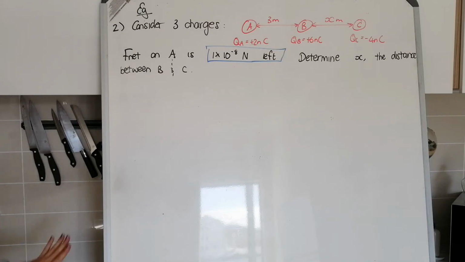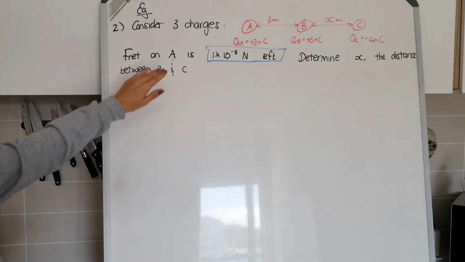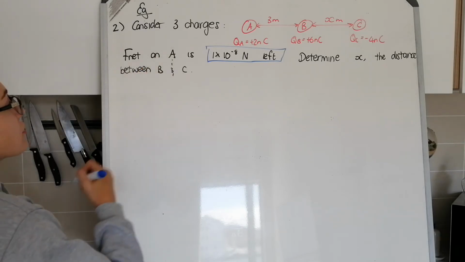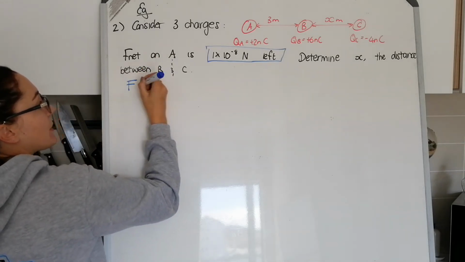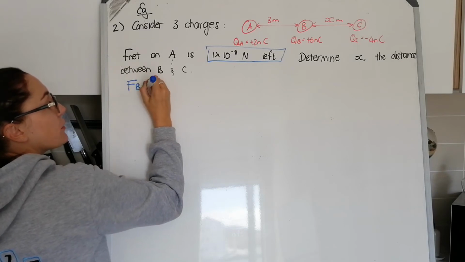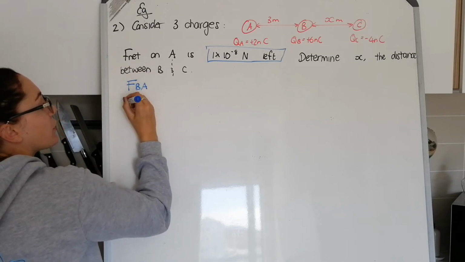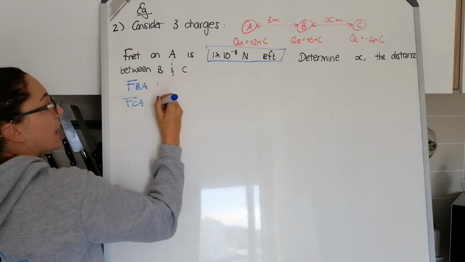Okay, so we've got 3 point charges in a row. We need to find the distance between 2 of them. We're going to set it up just like we did the previous questions. Okay, so first off, the direction of the forces. So we're talking about F net on A. Okay, so that means A is going to experience a force from B, so the force of B on A, and from C, so the force of C on A.